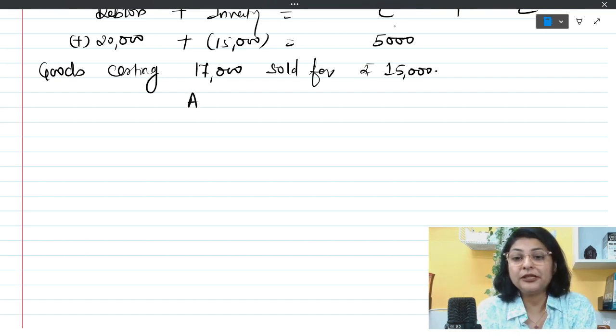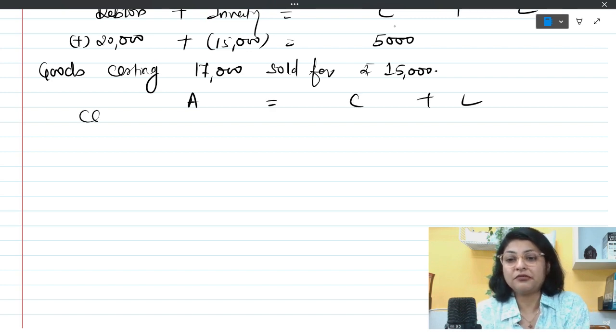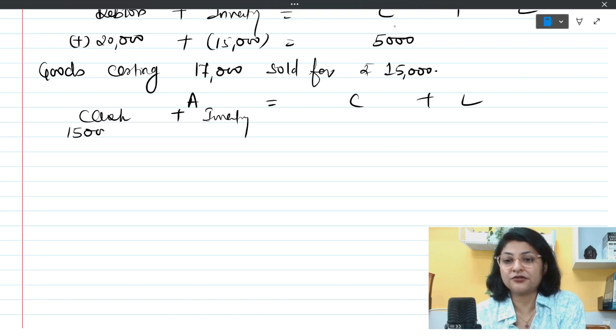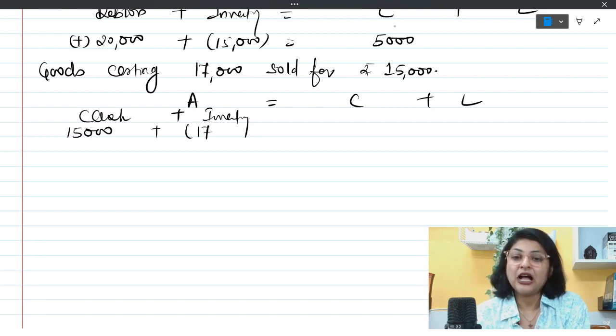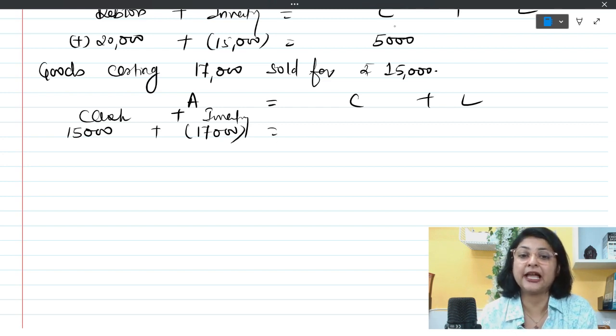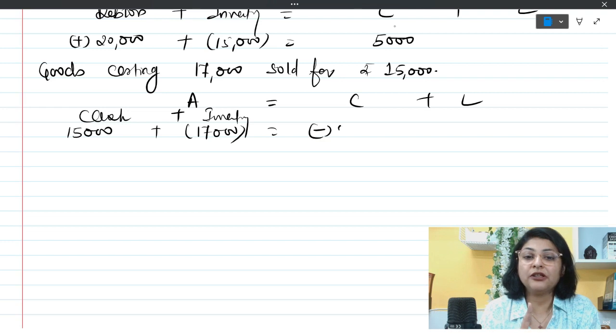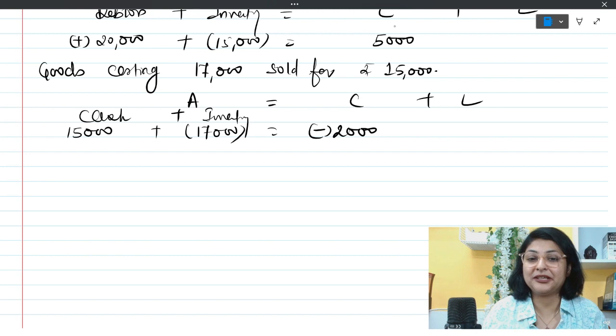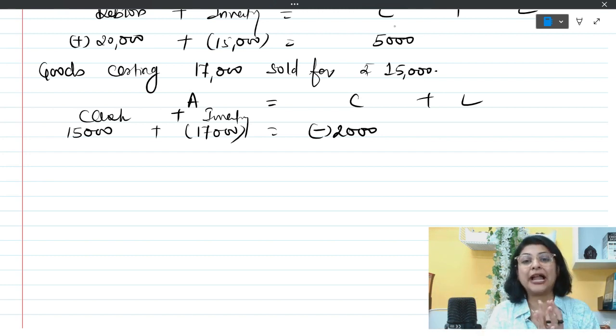So now what will be the impact of this? I'll write the accounting equation. In cash I'm going to add only 15,000 rupees, whereas from inventory I'm going to deduct 17,000 rupees. So there's a difference of 2,000 rupees, and this time this difference is a loss, so this will be deducted from capital. Loss is to be deducted from capital, profit has to be added into the capital. This way we deal with any kind of loss.